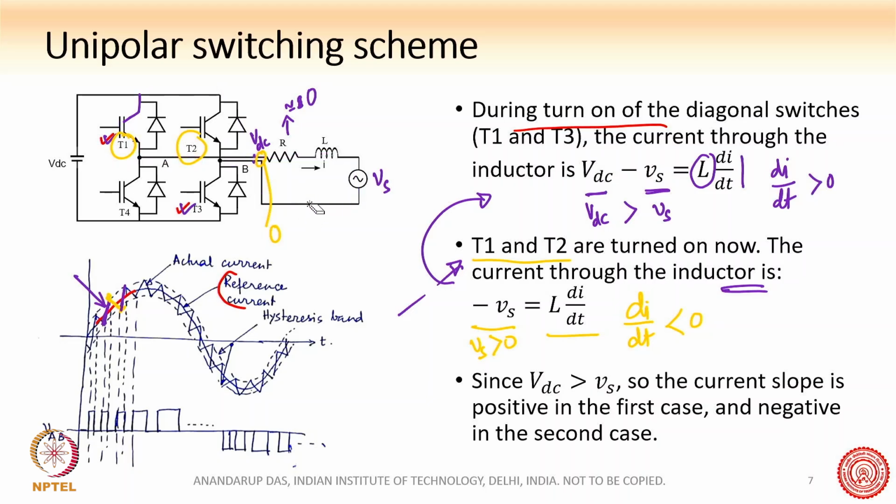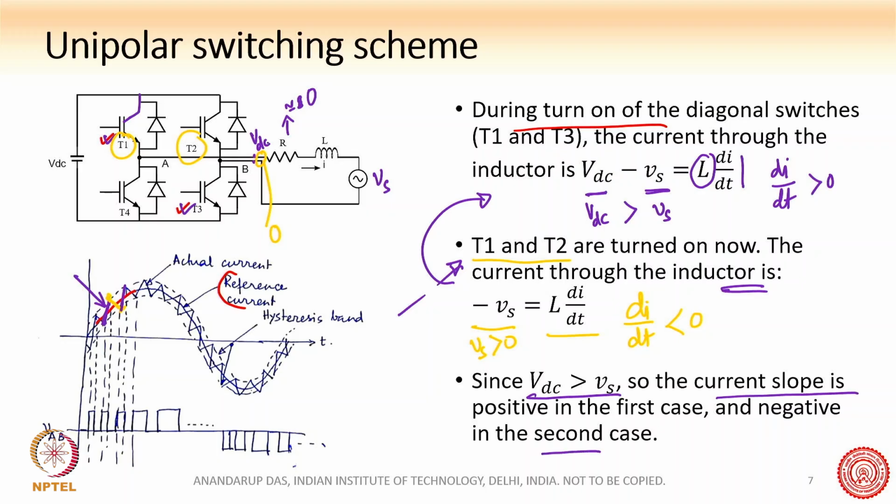Anyway, this is how it works. In the negative cycle, similarly we will use T2 and T4 and also T3 and T4. This way the switching happens. As I told you here, if the VDC is greater than VS, the current slope is positive in the first case and negative in the second case, right?